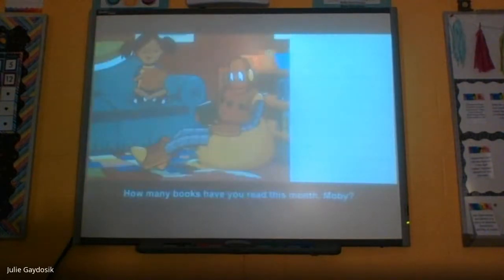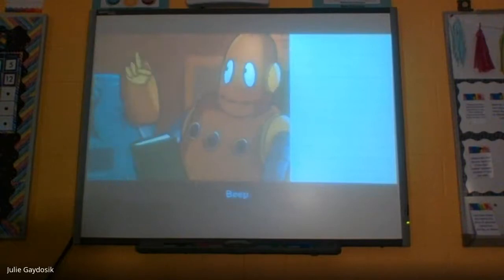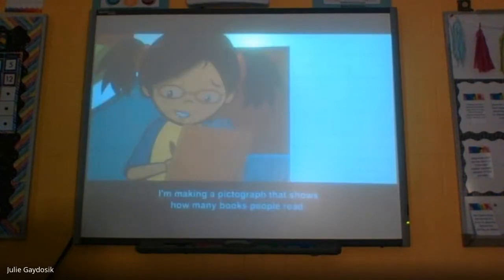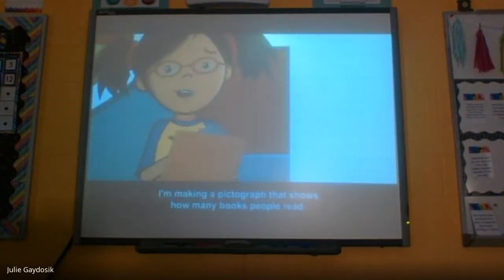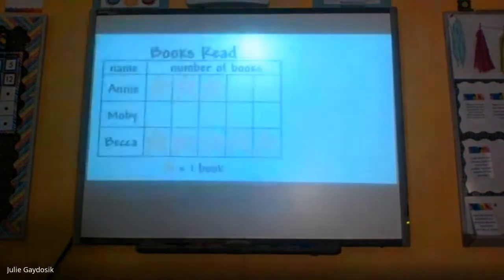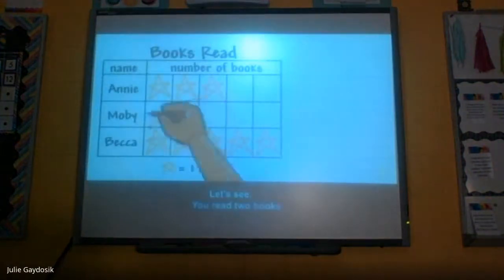How many books have you read this month, Moby? I'm making a pictograph that shows how many books people read. Let's see. You read 2 books.